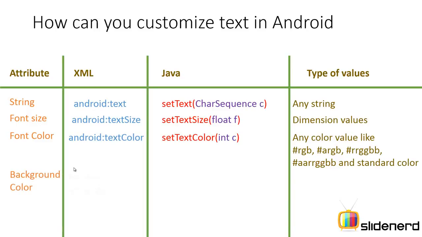And then you have your background color. For this there is no direct attribute, but you can use the Android background attribute to set values for the background color other than setting an image. And then you have the setBackgroundColor method in Java, which does the same thing. And then again you have any color value. So let's go ahead and actually see what these attributes are and how they work in detail, each of these 4 attributes. And there are more attributes. I'll be talking about those in the next video.